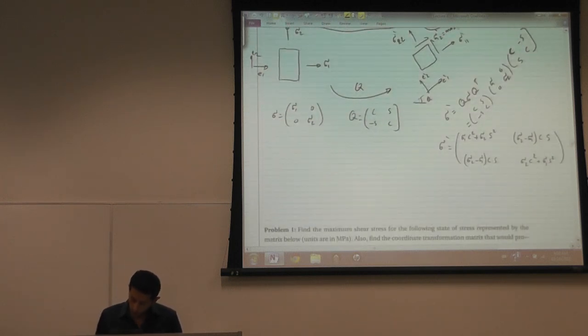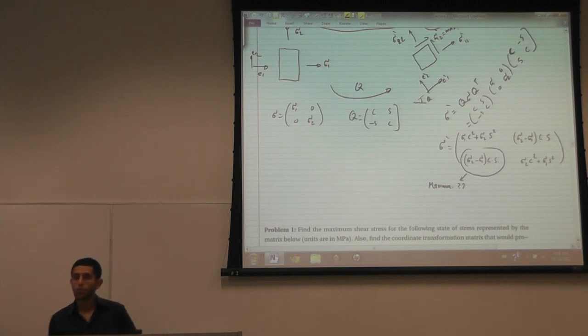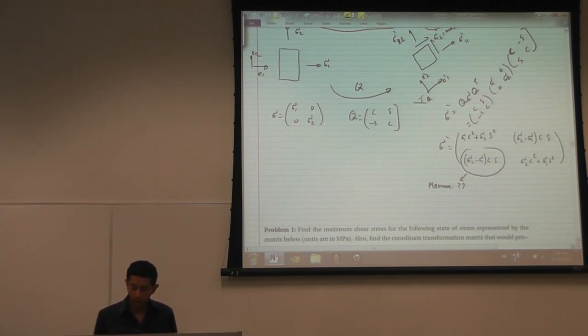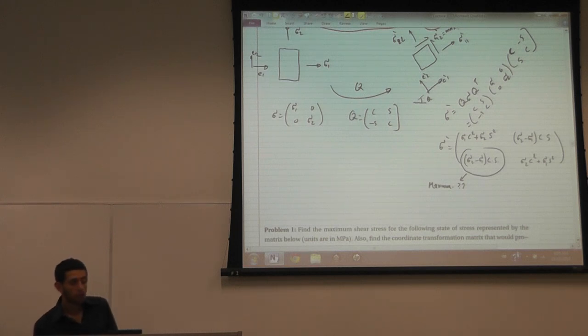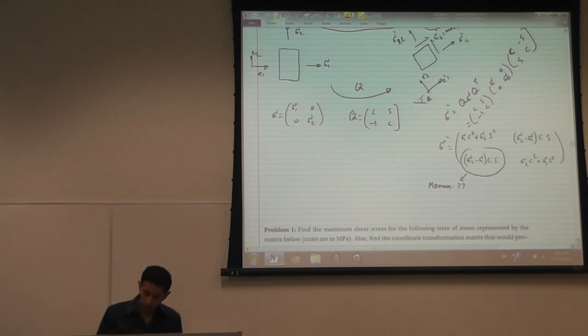And so, when can this be maximum? This will be maximum when I choose theta to be 45 degrees. So if you take the derivative of this with respect to theta and set it equal to zero, you'll find that it is maximum when theta is equal to 45 degrees.